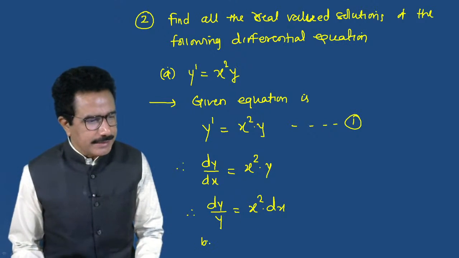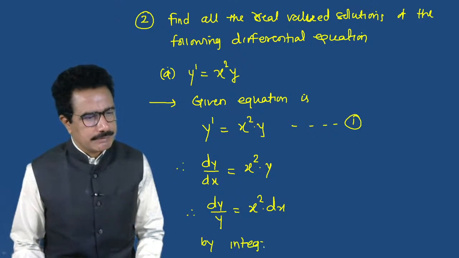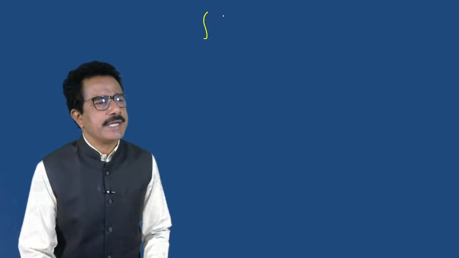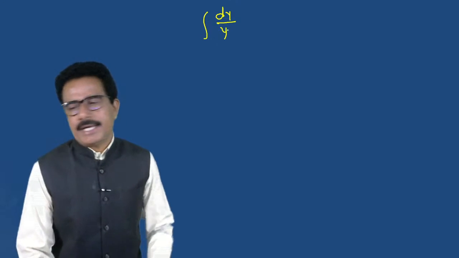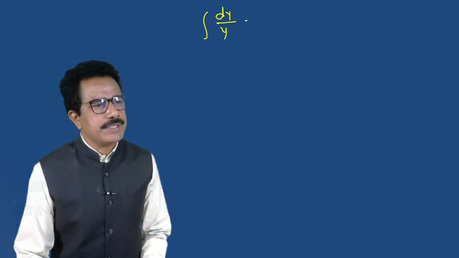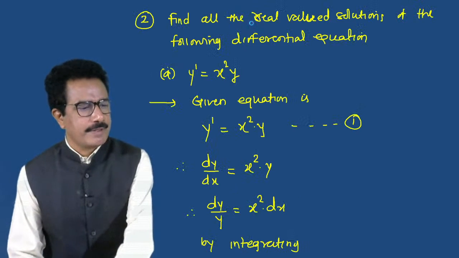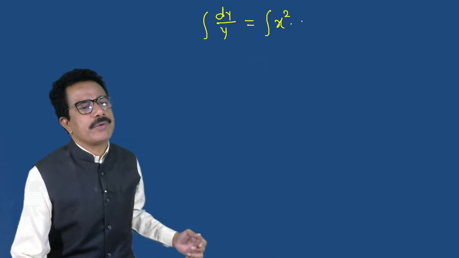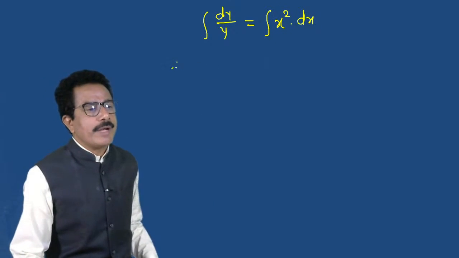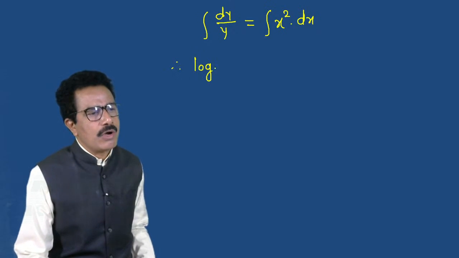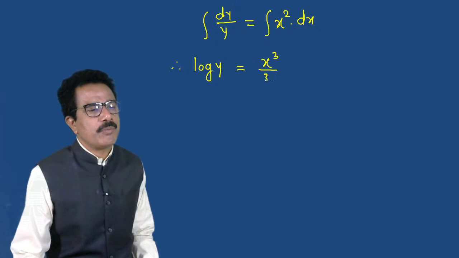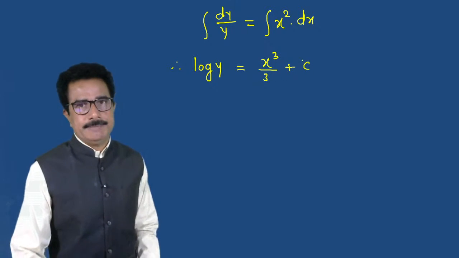So by integrating, सिंपल प्रॉब्लेम आहे, तुम्ही ते सॉल्व करा चांगल्या पद्धतीने. इंटिग्रेशन ऑफ dy अपॉन y. सांगा रे 1 अपॉन y चे इंटिग्रेशन विथ रिस्पेक्ट टू y काय असतं स्टुडंट्स? विच इज इक्वल्स टू इंटिग्रेशन ऑफ x square into dx. Also you tell me what is the integration of x square. So 1 upon y चे इंटिग्रेशन, that is log y, which is equals to x square चे इंटिग्रेशन x cube by 3 plus c.